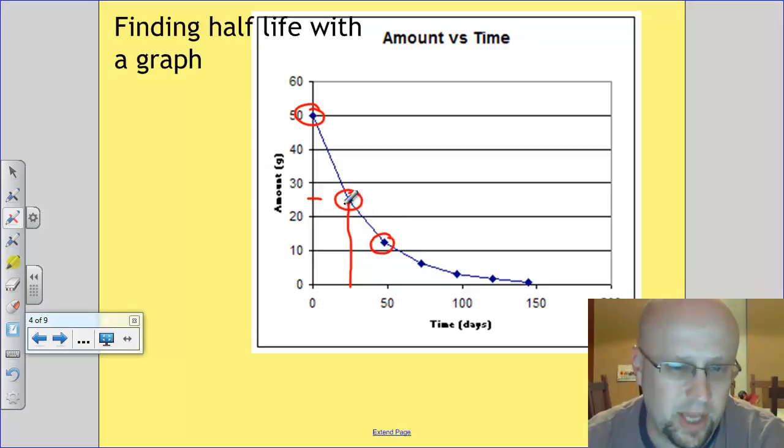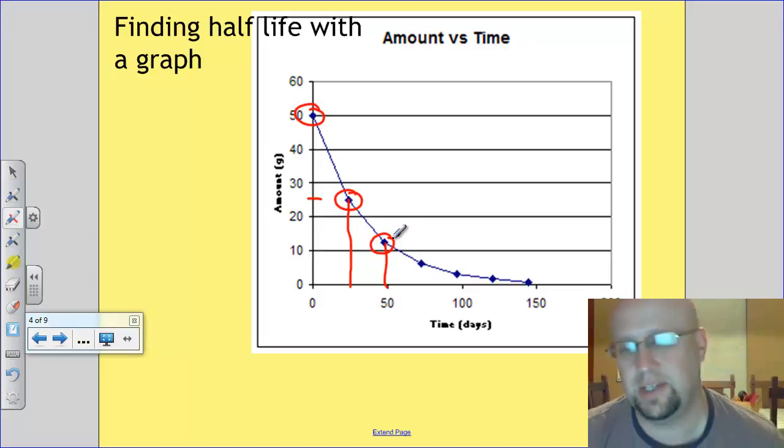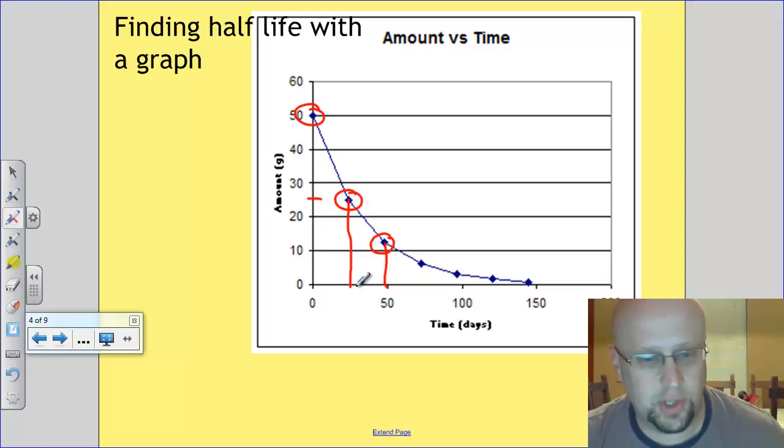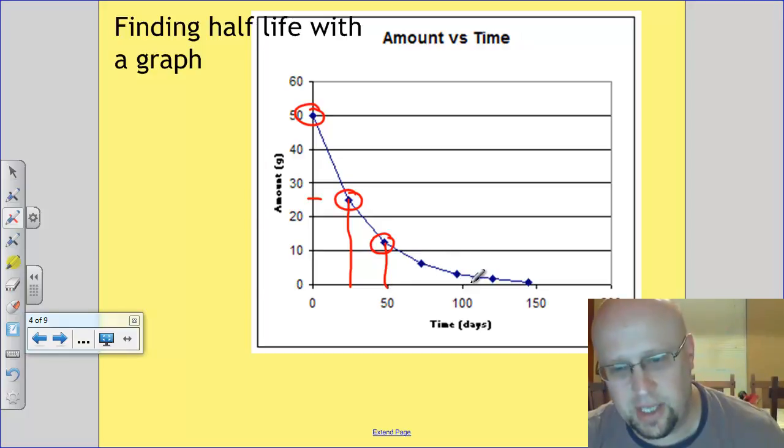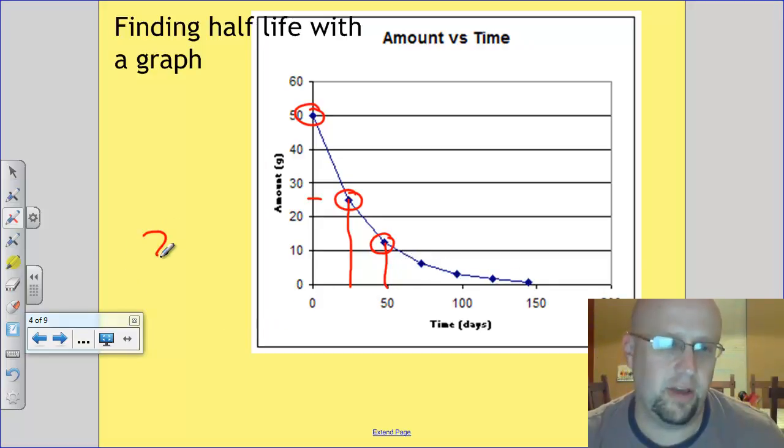12.5. Okay, that's half of 25. And if we drew our line straight down here, it looks like it's, to me, a little less than 50, so maybe it's like 49 days or something, and that would be added to this amount. So basically 24 or so here, 24 or so here, and it looks like that's pretty consistent. Each time it's a little under the big bar, so we're probably at about a 24-day half-life.